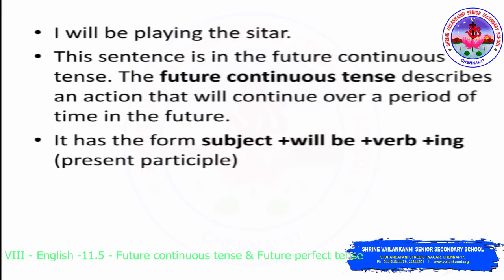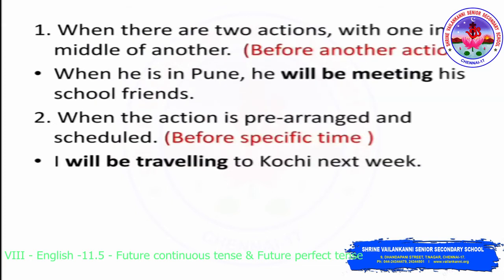To start with, future continuous tense. Example: I will be playing the sitar. This sentence is in the future continuous tense. The future continuous tense describes an action that will continue over a period of time in the future. It has the form: subject plus will be plus verb plus ing. Verb plus ing is nothing but present participle. Okay? I will be playing. Subject plus will be plus present participle. So this is how we use future continuous tense.